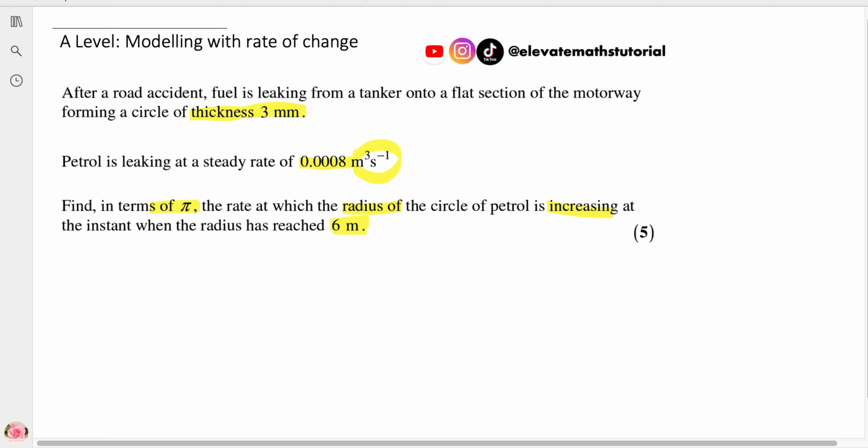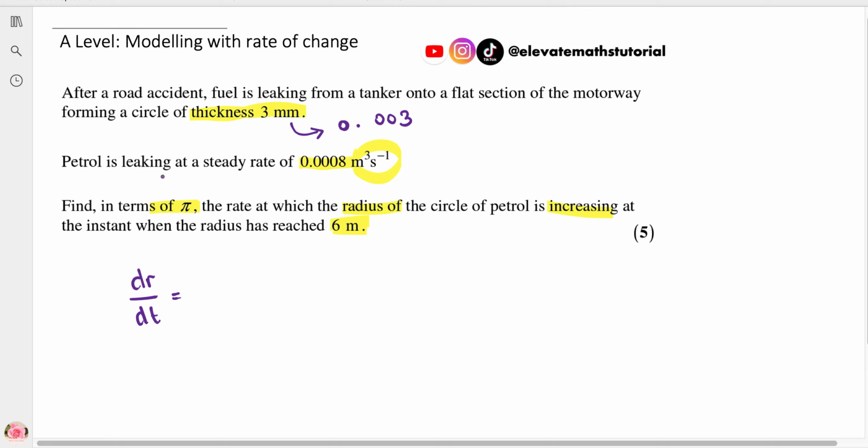Okay, so we do need everything converted to meters here. So 3 millimeters is going to be 0.003 meters. Okay. So what we're going to start off with, you should always start off with what they're asking us to find and what's given to us. So what they're asking us to find here is the rate of change of radius. So dr over dt. Okay, that's what they're asking us to find.